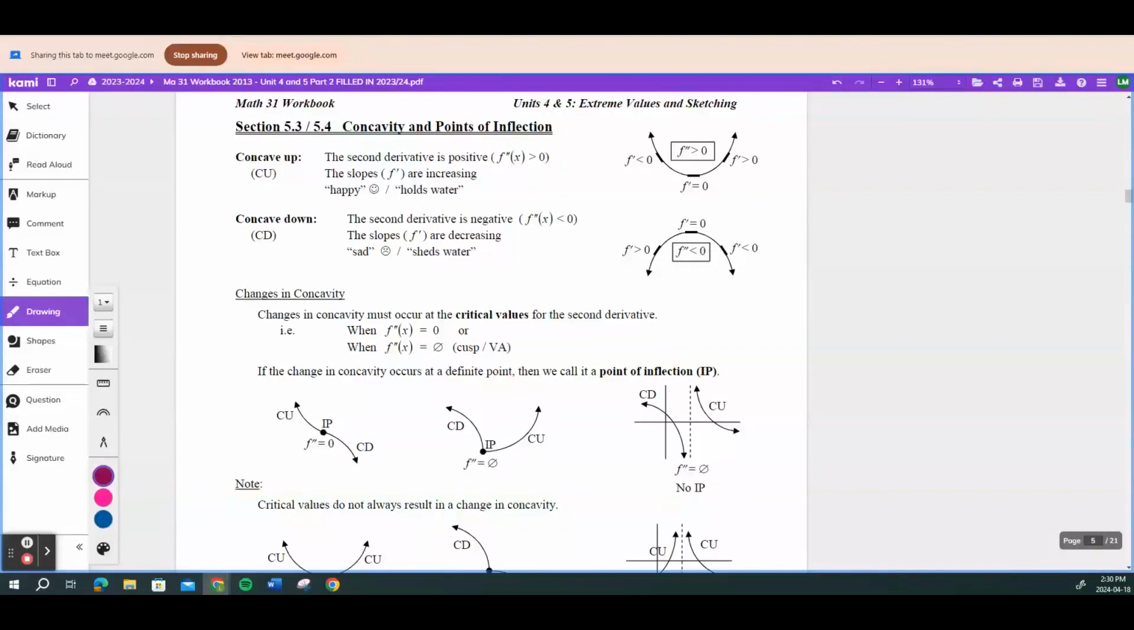Okay, so sections 5.3 and 5.4, concavity and points of inflection, is basically saying we're going to use our second derivative test in order to help us draw our sketches or our graphs a little bit more accurately here, just because it's another layer of information that's helpful to us.